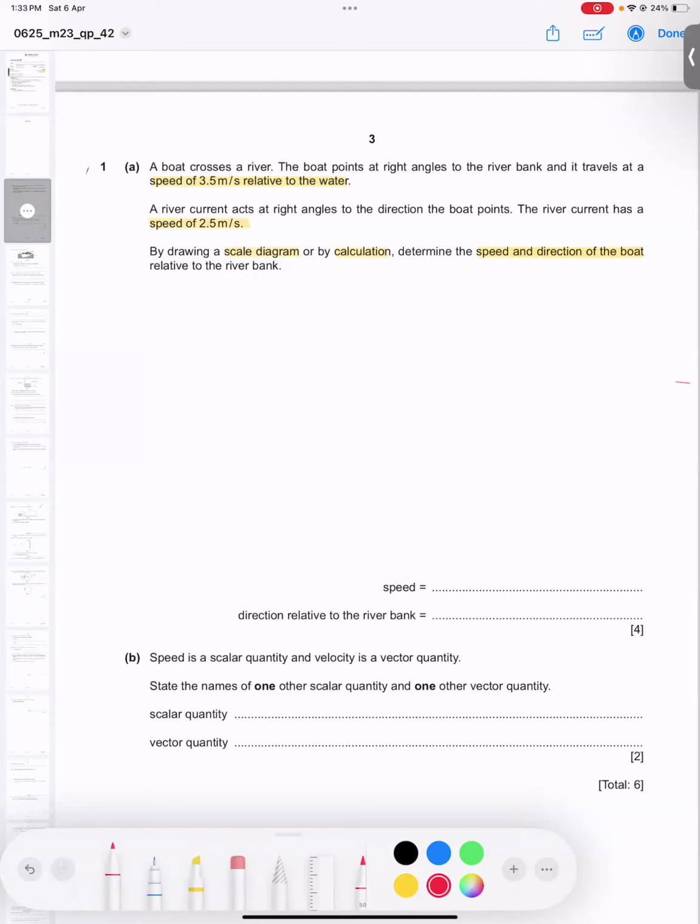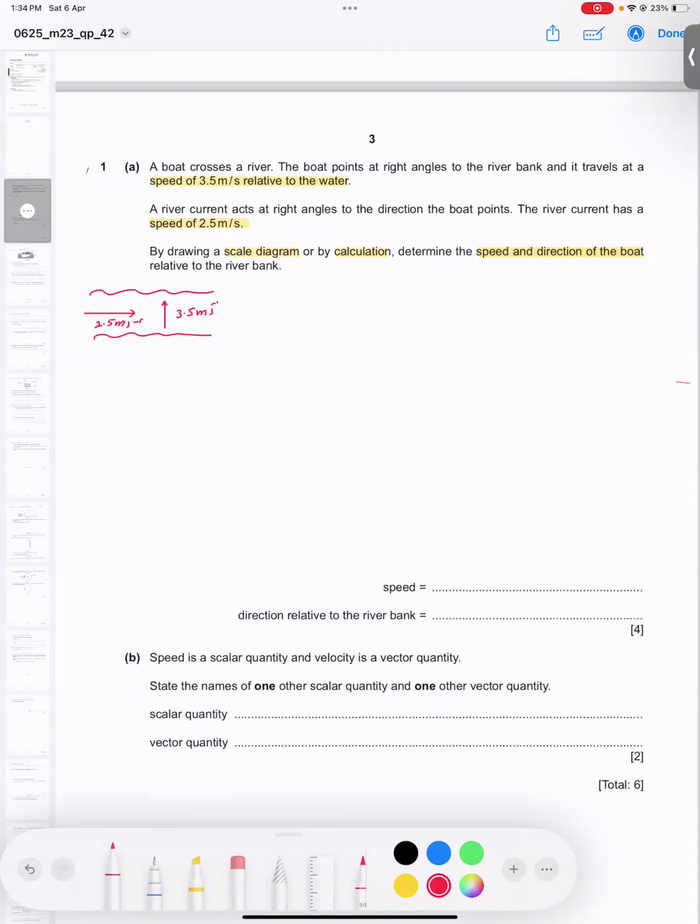We are given two methods, one scale and calculation. So this is your choice, which one you choose. I will solve this question with both methods. Because there is no particular direction given by the examiner, river as well as boat, we can imagine, let's say this is the direction of river current, that is 2.5 meters per second, and the boat is going in this direction with the speed 3.5 meters per second.